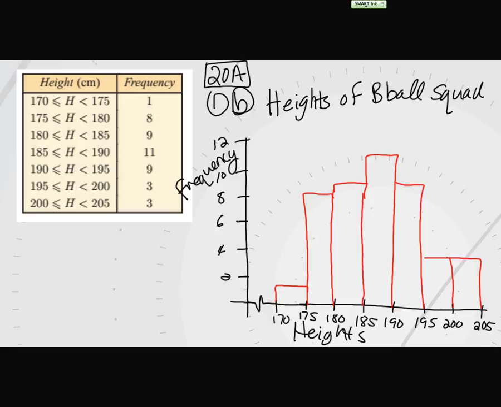So what heights show up the most? 185. Very good, 185 to 190. We can clearly see that from our histogram. That's the tallest one. So 185 to 190 is the modal class. The most people on the squad fell into that height. I mean, yes, we can get that from the frequency table, but isn't it kind of nice to visually see that it's the most?